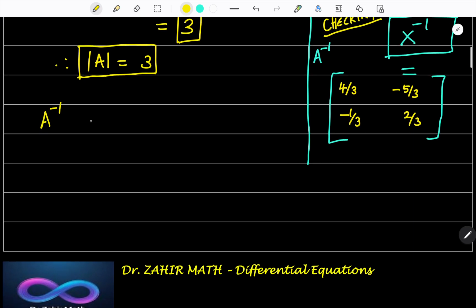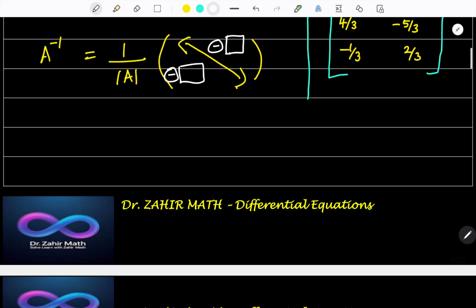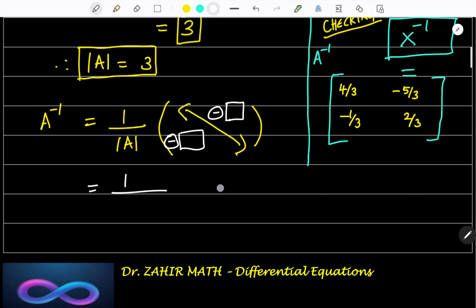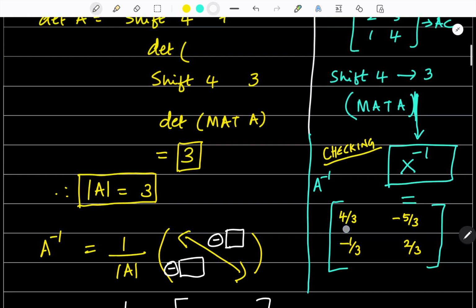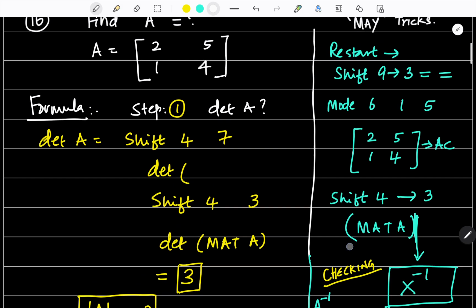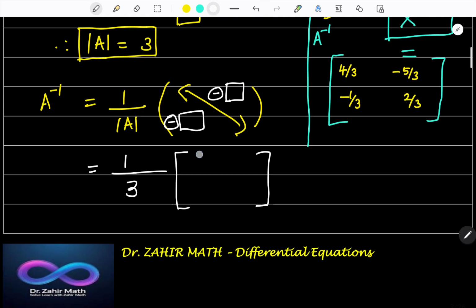Now we are going to find the inverse. So A inverse is equal to 1 by determinant of A. These two elements you are going to interchange. And the other elements stay in the same place, and you're going to put minus outside. That's it. Let's see. 1 by determinant of A, which is number 3. Then open the matrix. The matrix is 2 and 4. This will interchange. So 4 will come here, 2 will come here.